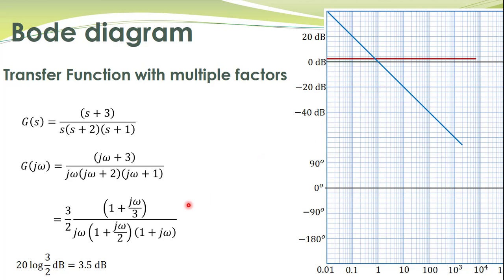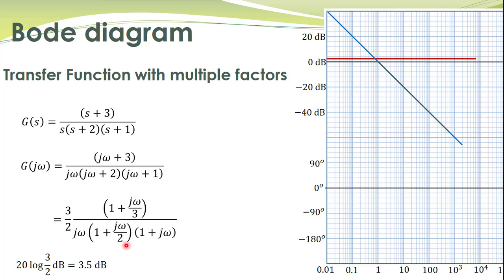And next comes the Bode diagram of this factor, 1 over 1 plus j omega. So what is the Bode diagram for this factor? What is the corner frequency? 1. Up to this corner frequency, we draw a line with 0 dB. And after that, we draw a line with a slope of minus 20 dB per decade. So that is drawn over here. Up to this corner frequency, we have a line with 0 dB, and after that, a line with minus 20 dB per decade, which just overlaps with this blue line.